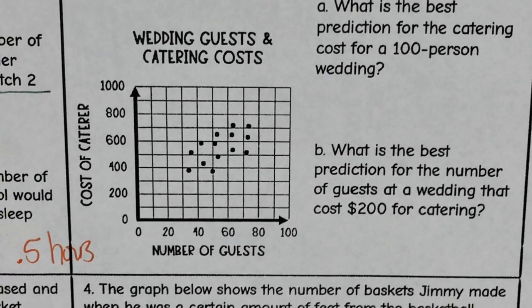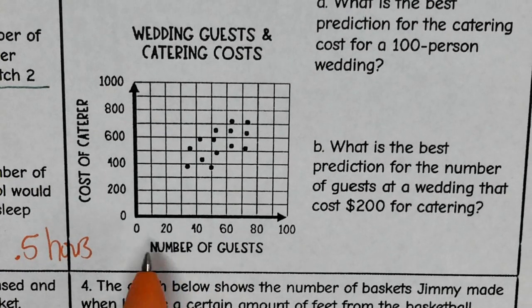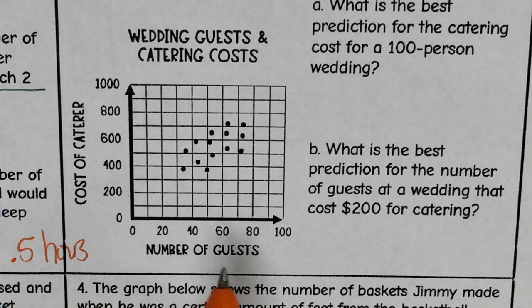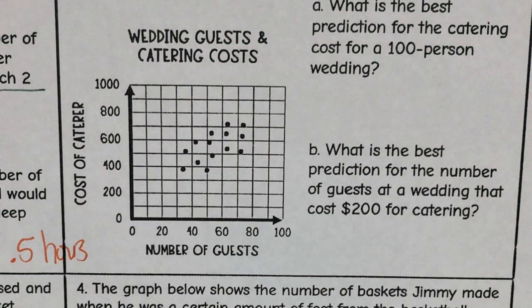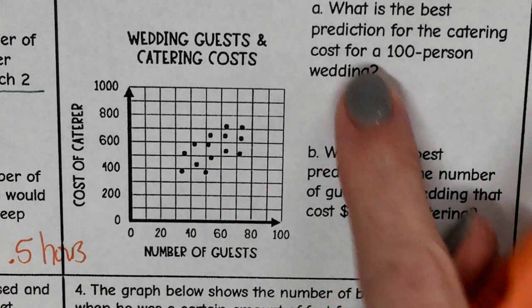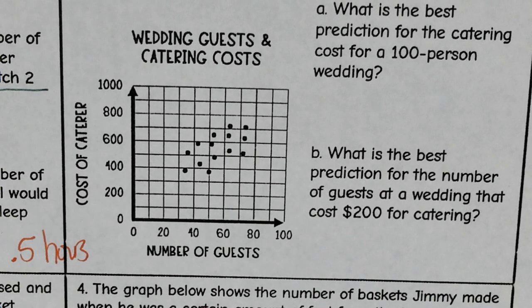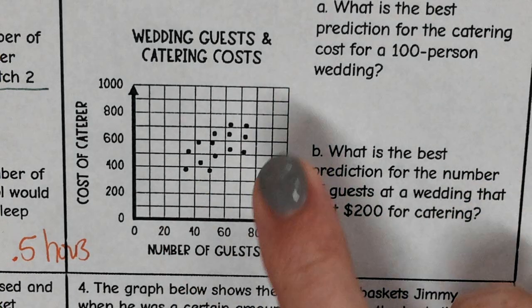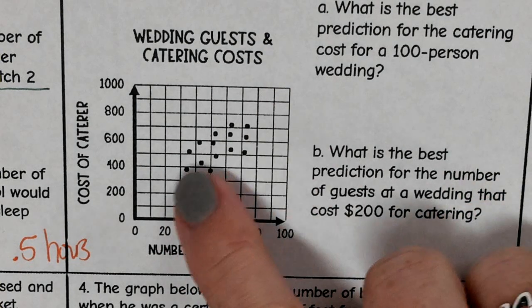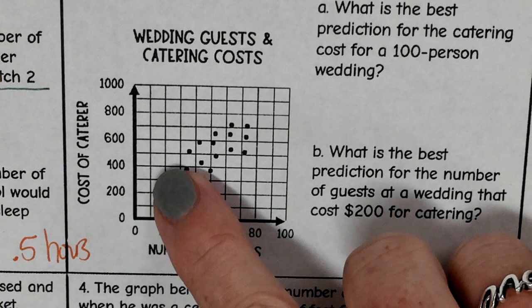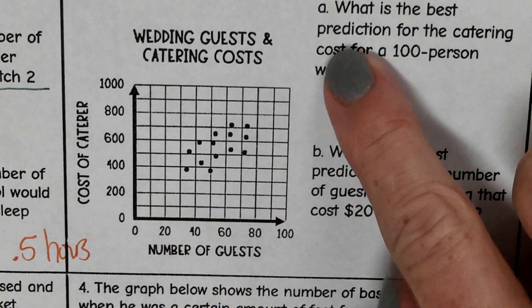What are we comparing here? On the x-axis is what? Number of guests. What's on the y-axis? Cost of caterer. Is this graph going positive or negative? Yeah, it's not super close together, but it's still moving in an upward direction. So take your finger. If I was to move, it would look something like this. Are you all good?